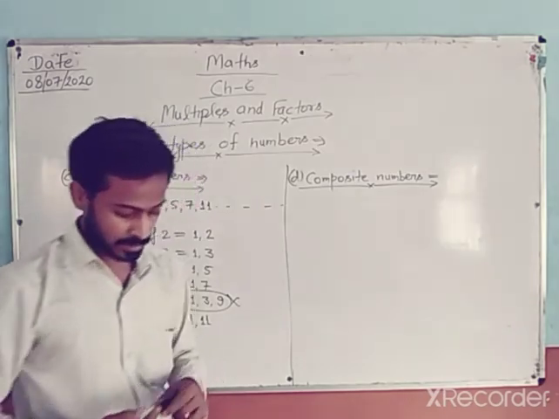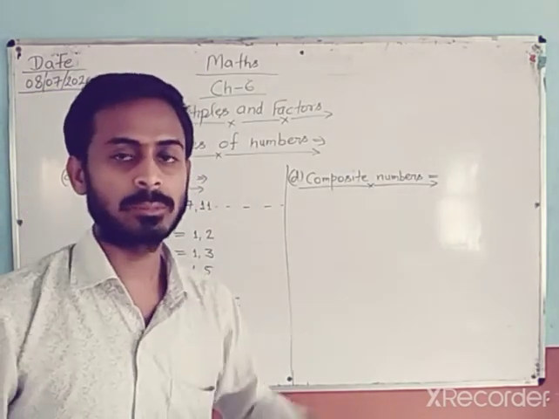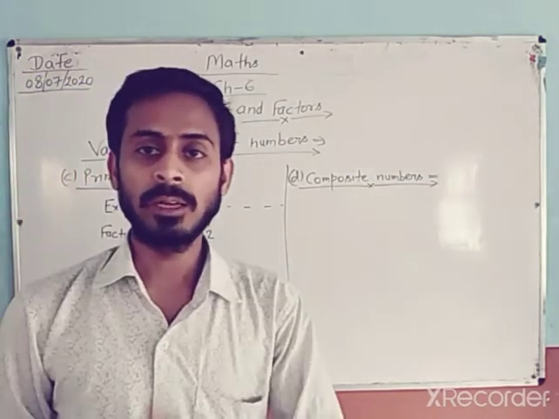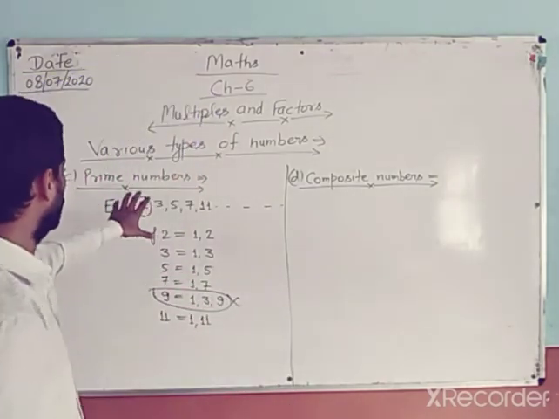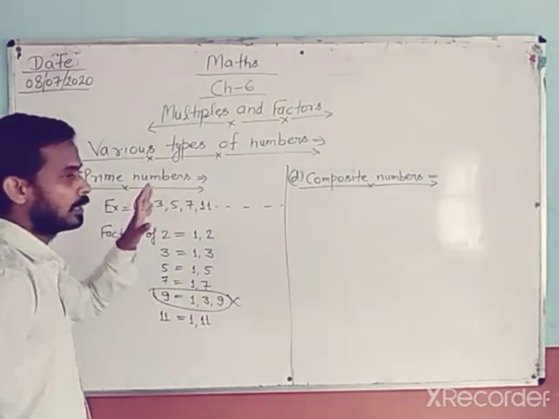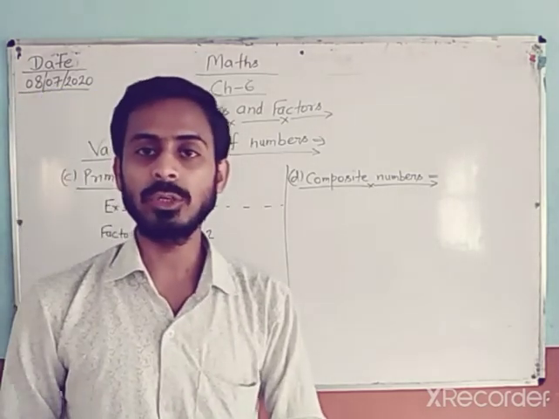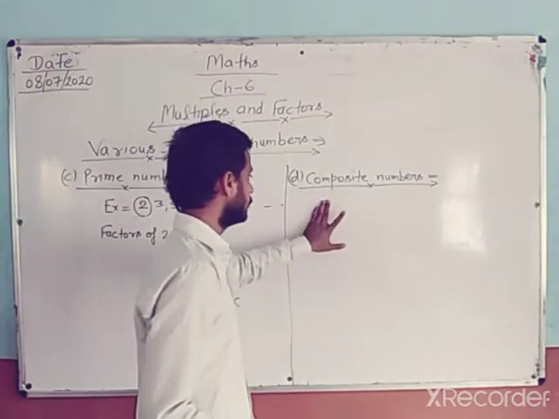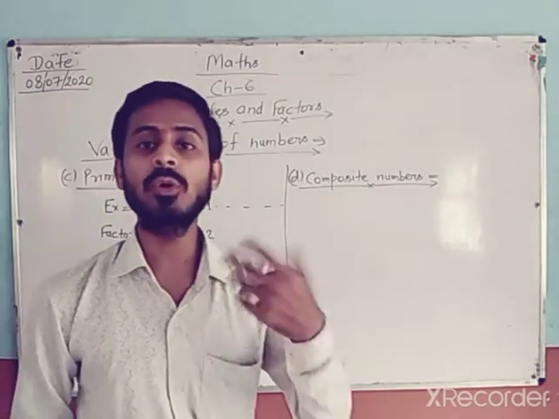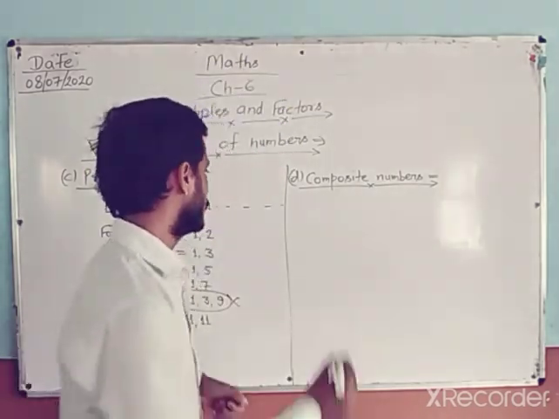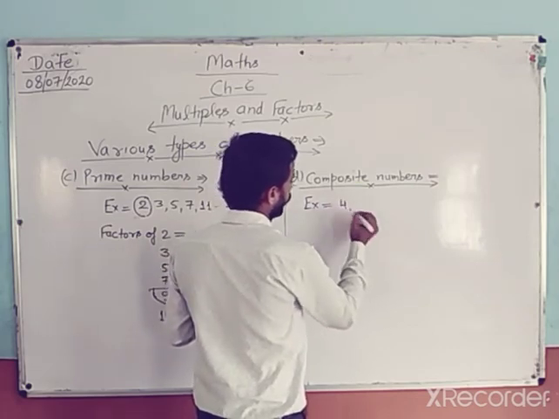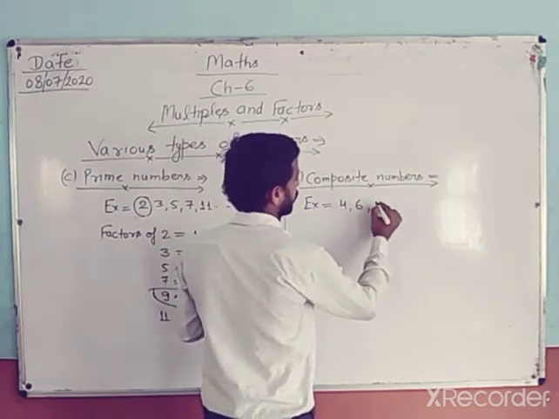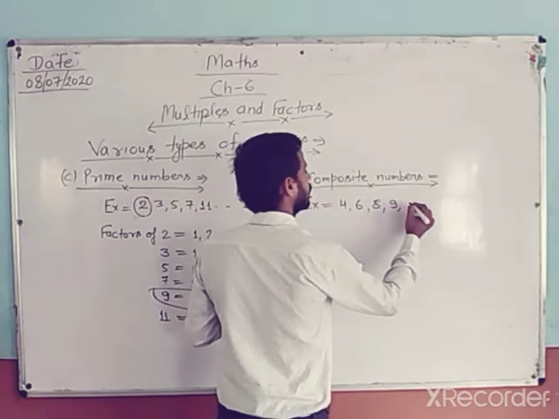Composite number is just the opposite of prime number. How? The number which has more than two factors. The meaning of a prime number is a number which has only two factors, but a composite number is a number which has more than two factors. Okay, example: 4, 6, 8, 9 and so on.